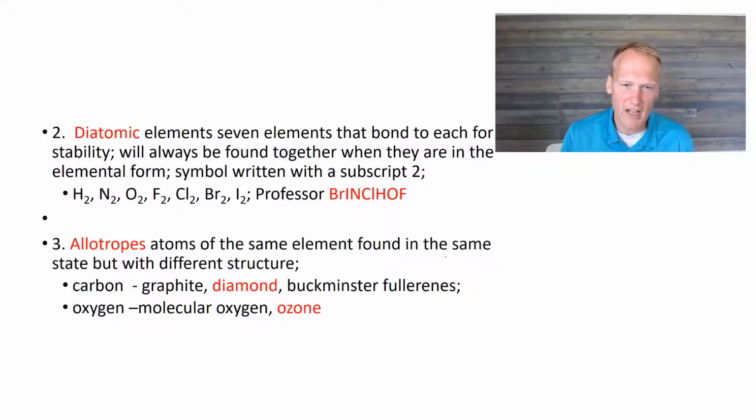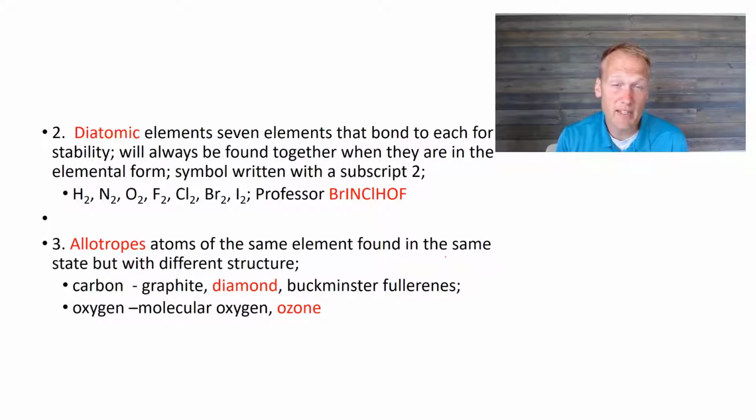So, H2, N2, O2, F2, Cl2, Br2, and I2, and then Brinkelhoff just shows us, so Br is the bromine, I is the iodine, and so on. So if I say Brinkelhoff, or if I say that's Brinkelhoff, that means that's me telling you, hey, that's diatomic, and we need 2 of those atoms bonded together. We do this because that's the natural state that those elements are found in nature. We don't find just one oxygen atom in our atmosphere. We find O2, and that's how oxygen stabilizes in the elemental form.